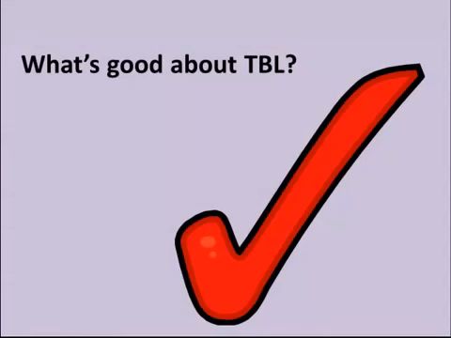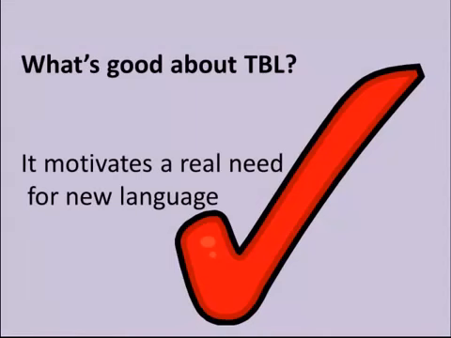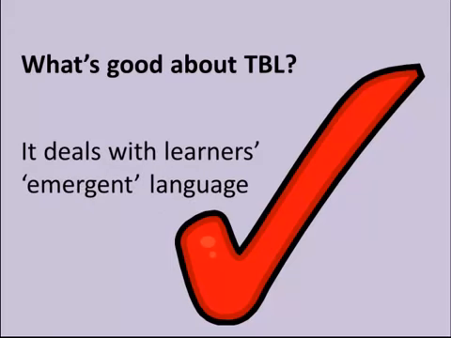So what's good about task-based learning? Well, it's said that it motivates a real need for new language. So the learners have something to achieve, and so they have a real need to learn that language. They want it. And if you've got a real need for something, then you're more likely, hopefully, to retain it, I guess. It also deals with learners' emergent language. So it deals with language at the level that they are at, and potentially more as it comes.